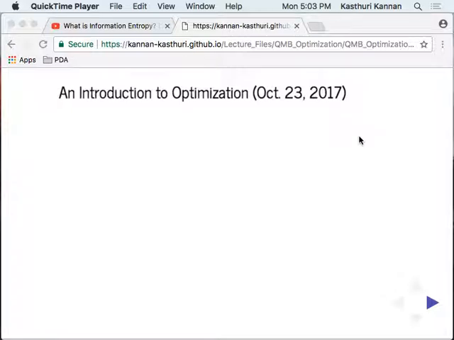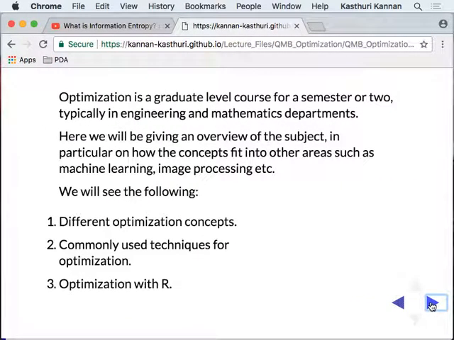Okay, so it's a very complicated topic in the sense that it has huge ramifications in several other areas of data analytics. And it's usually a graduate level course, right? It's usually a semester or two course. So I'll be giving a very brief overview of the subject, although I try to make it as useful as it can.